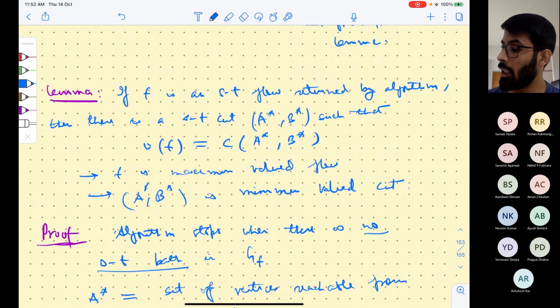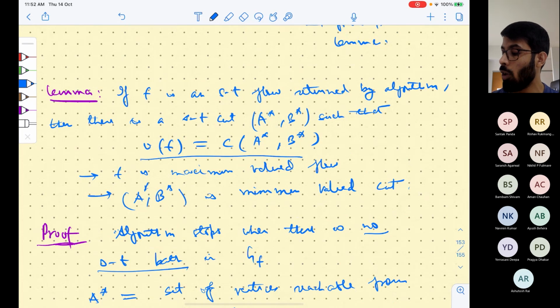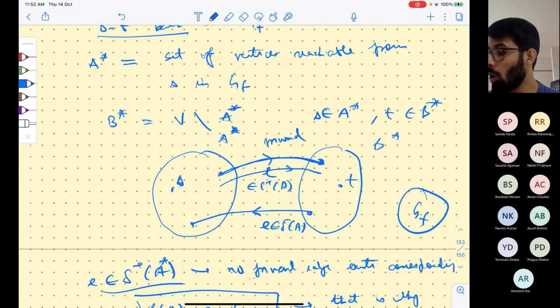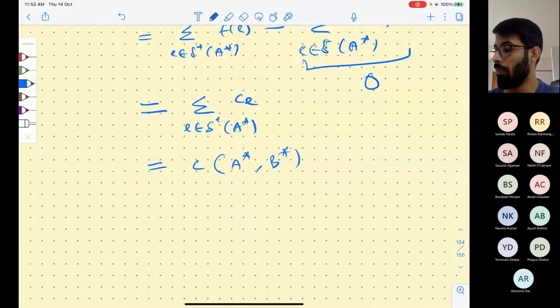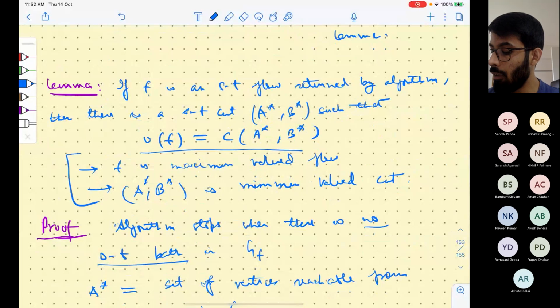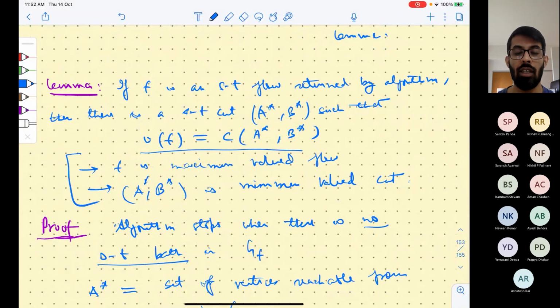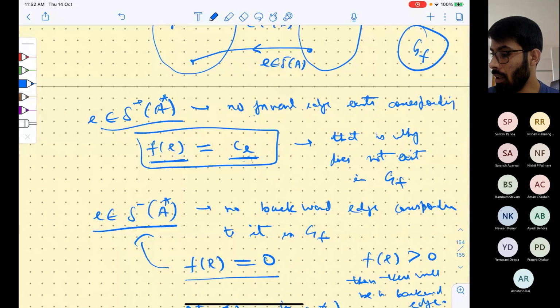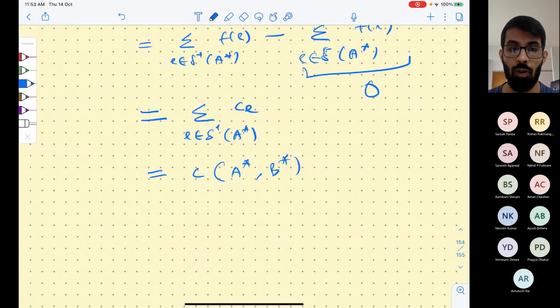That if F is an ST flow returned by the algorithm, then there is an ST cut A star B star such that V of F is equal to C of A star B star. So this also shows that this is optimum. As the lemma said, that means that F is the maximum flow and this A star B star is the minimum cut. Okay. So is there any question about it? So that sort of finishes the proof of correctness of Ford-Fulkerson.